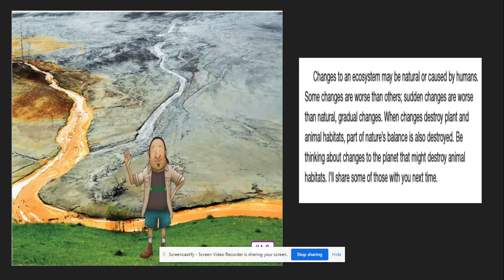All right, changes to the ecosystem may be natural or caused by humans. Some changes are worse than others. Sudden changes are worse than gradual changes. When changes destroy plant and animal habitats, part of nature's balance is also destroyed. Be thinking about changes to the planet that might destroy animal habitats.